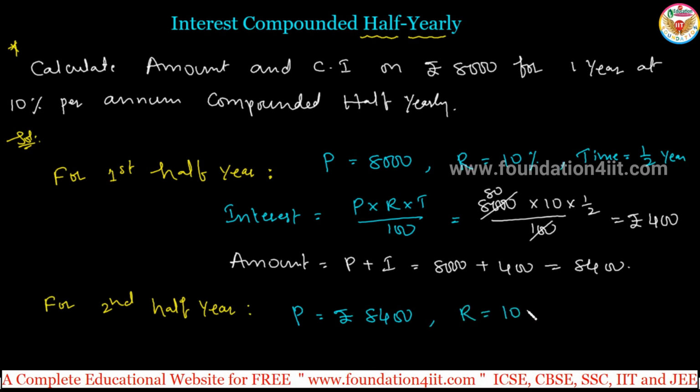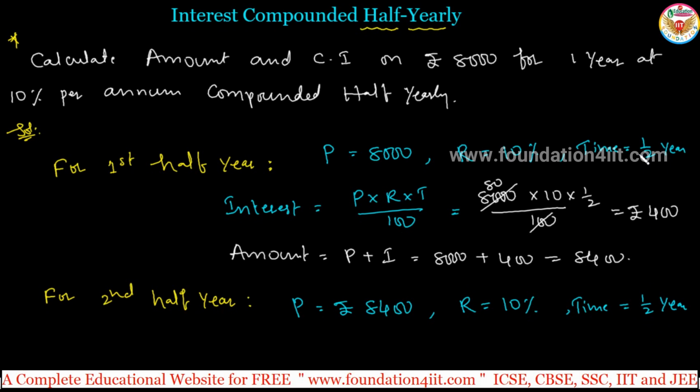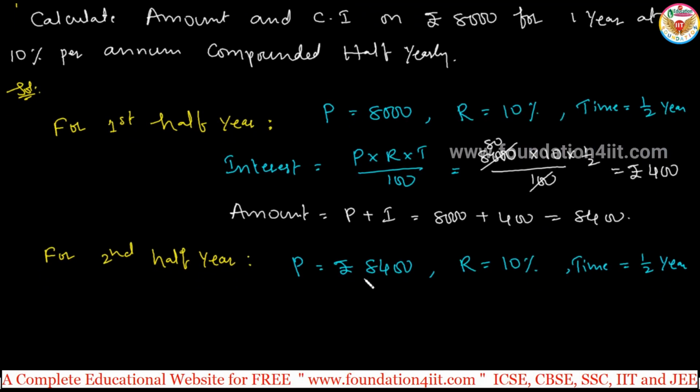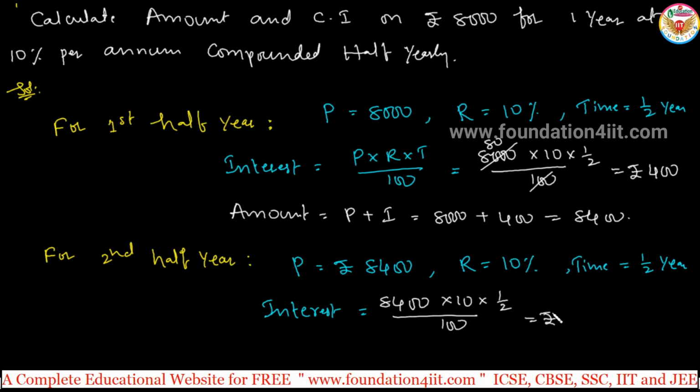Again, R is equal to 10%. Same way, time is equal to second half year. Same 1 by 2 year. First 1 by 2 and second 1 by 2. Total 1 year. Just calculate the same process. That means principal, rate and time we got. So calculate the interest now. Interest formula is same. That is PRT by 100. So 8,400 into 10 into 1 by 2 by 100. This you can calculate. So zeros cancel, 84 into 10 into 1 by 2. 2 fives are 10, 84 into 5. 420.